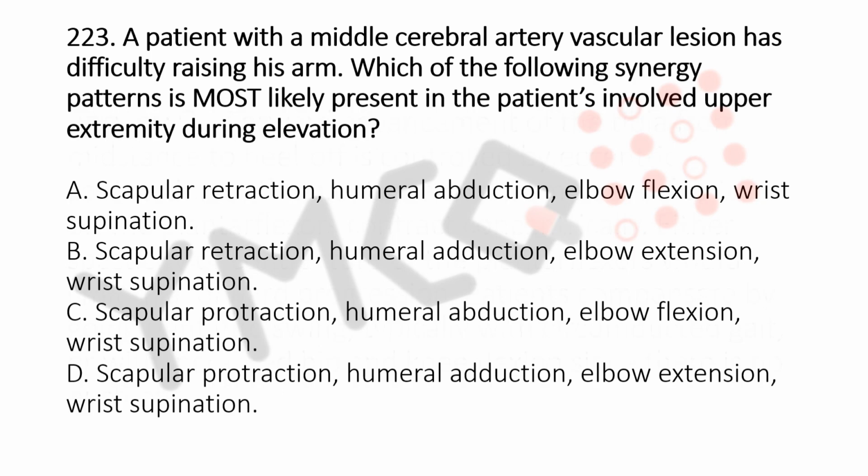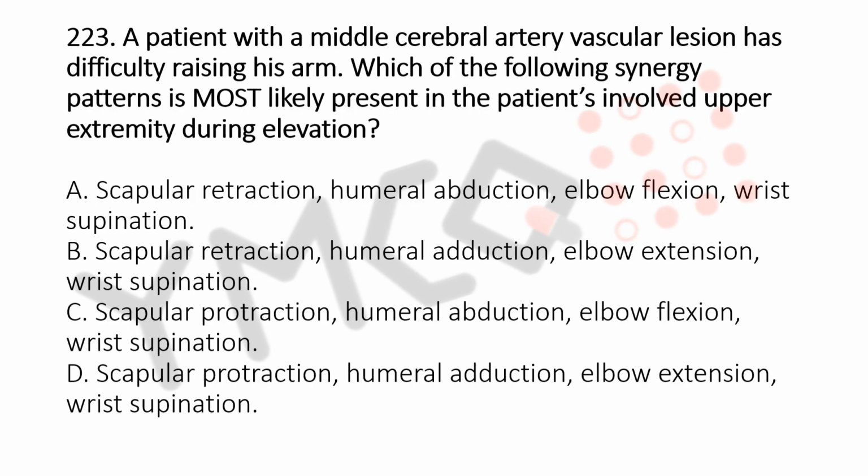A patient with a middle cerebral artery vascular lesion has difficulty raising his arm. Which of the following synergy patterns is most likely present in the patient's involved upper extremity during elevation? Option A, scapular retraction, humeral abduction, elbow flexion, wrist supination. Option B, scapular retraction, humeral adduction, elbow extension, wrist supination.